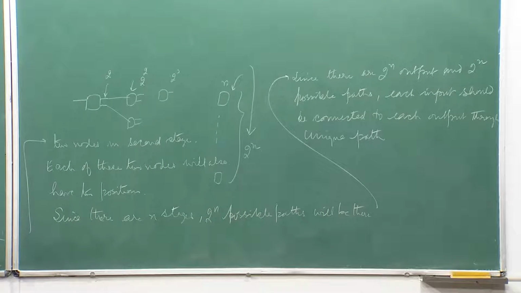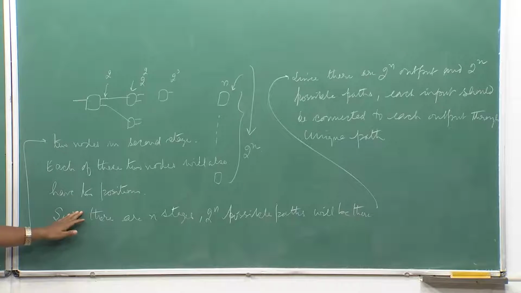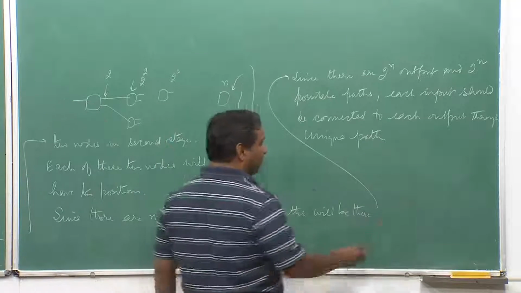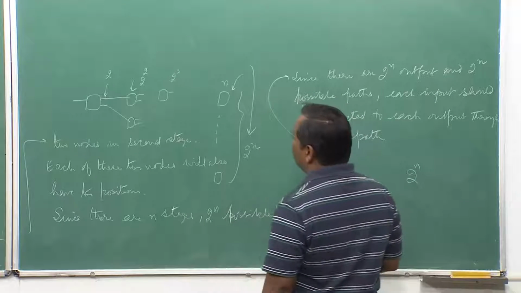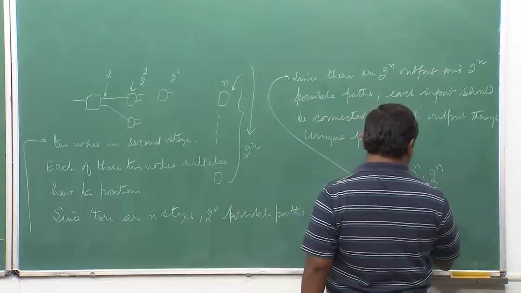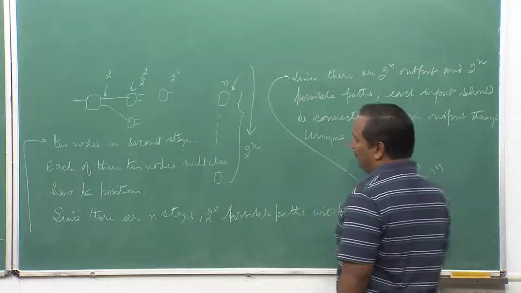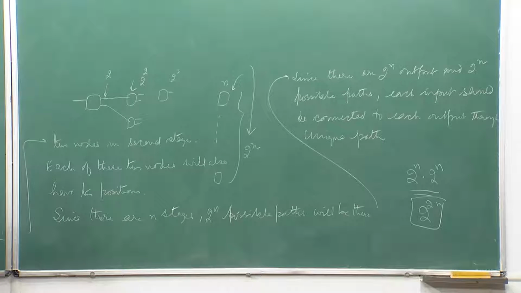This also has an implication, because from here there are 2 raised power n paths, and there are 2 raised power n inputs. So, total number of possible paths which can exist will be 2 raised power n into 2 raised power n. Okay. So, this turns out to 2 raised power 2n number of paths which exist in total. So, from here the lemma 1 is done.